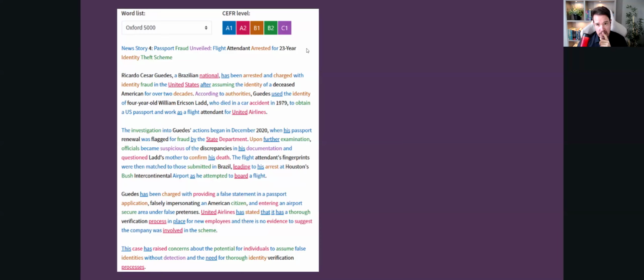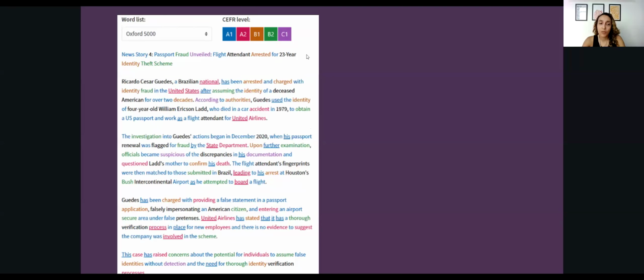So as you can see here, they have different colors. The words in blue, which level are they? A1, right? Exactly. So the ones in blue are A1, the ones in red, A2, orange, I believe, B1, green, B2, and purple, C1.